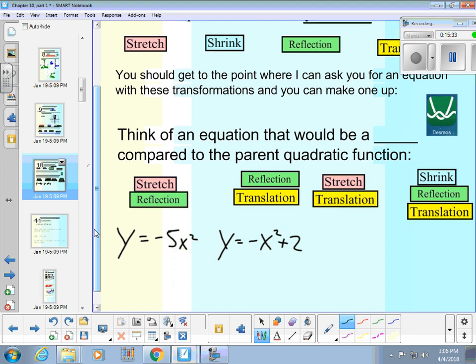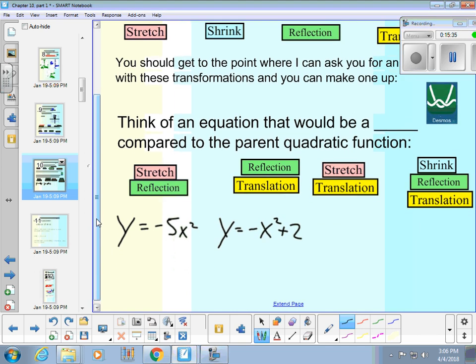For a stretch translation, stretch means I have to have some a that's bigger than 1. So again, I can have something like y equals 3, or even about 30. Okay, 30 x squared. And again, for a translation, I just have to have some constant on the end. So maybe let's say 30 x squared minus 1. That would be a very, very steep parabola. But it'd also be down 1 from the parent function. And the y-intercept would be 0, negative 1. So there you go. Y equals 30x squared minus 1.